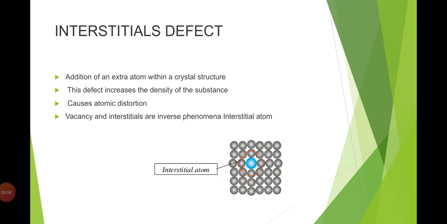If we see in the figure, in the red circle there is a blue atom. So a blue atom is added to the crystal, so its size will be increased. Actually trillions of atoms can be added to a crystal, so its size, density and mass will be increased.